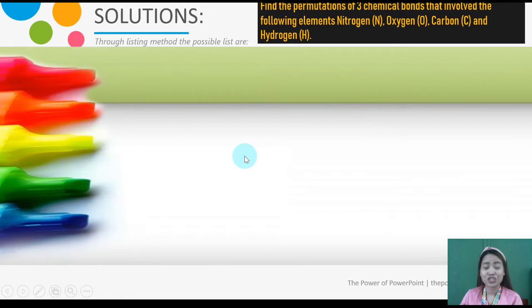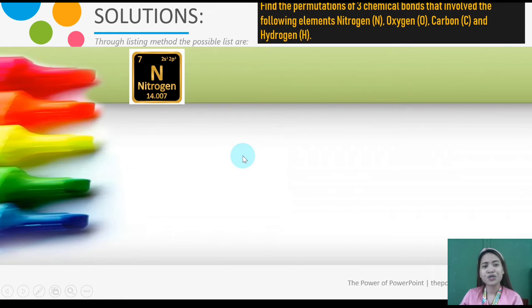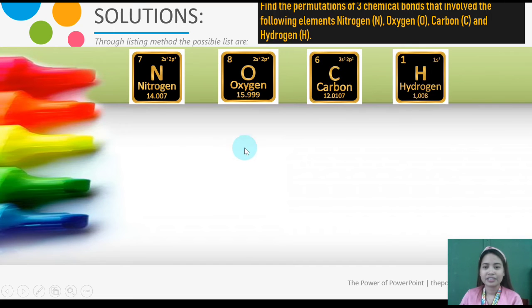So let's have the solution. Through the listing method, these are the symbols of the elements, the 4 elements: nitrogen, oxygen, carbon, and hydrogen. We need to create a systematic listing. When we say systematic, it should not be repeated.